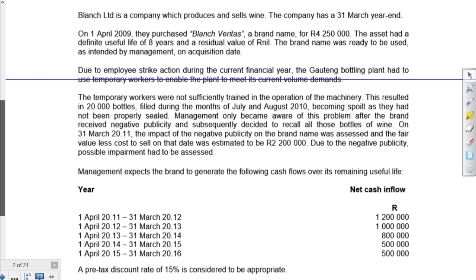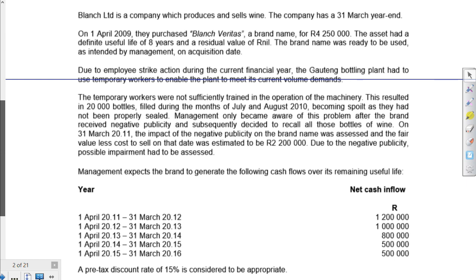It looks like they've reduced the life, isn't it? Because we're not balancing back to 8 years, are we? Or maybe I'm wrong. No, 5 plus 2 is 7. Anyway. This is the remaining cash flows over the rest of its life, and they're going 1 year, yeah? So there they are. And a pre-tax discount rate is 15%.